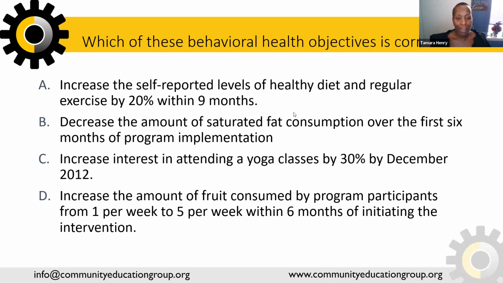So interestingly enough, a lot of people pick letter A. And while letter A does have numerical values, it is not as specific as the behavior mentioned in letter D, which reads increasing the amount of fruit consumed by program participants from 1 per week to 5 per week, which is a specific behavior with a time frame of 6 months from the intervention. So that is why D is the best answer. It's because it's very specific and A is not.